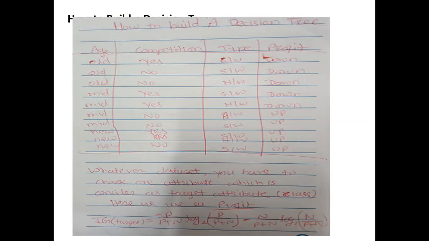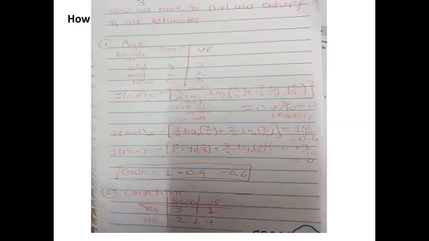We have to find out the same for mid. For mid, 2 up and 2 down. The same for new: 3 ups and 0 down. So we have constructed the table like this. Now we have to find out the information gain of each and every possible outcome. First we are finding the information gain of that particular attribute, that is old.